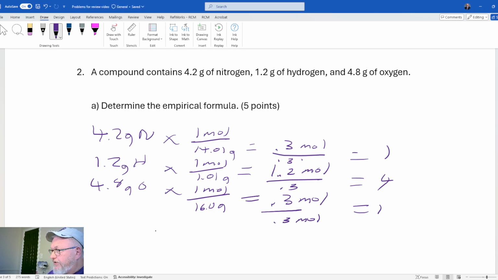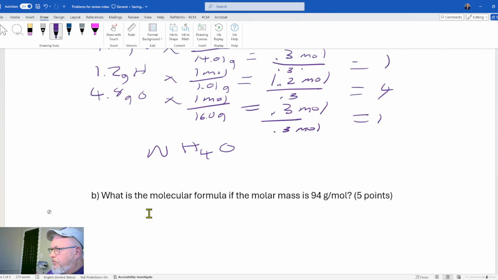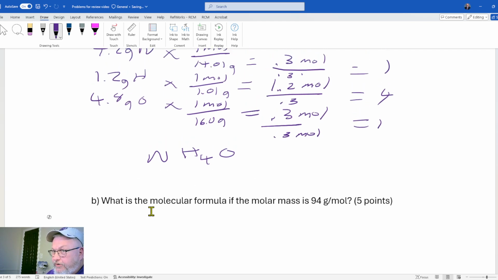It would be N1, H4, and O1, or just O. So NH4O. Okay, that's cool. We also need to know how to find the molecular formula. You got to know it. It gave us the actual molar mass of the molecular formula as 94 grams per mole. First thing we got to do is take the empirical formula mass, NH4O.